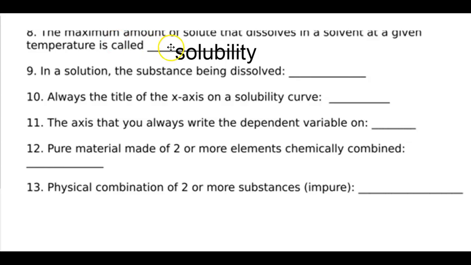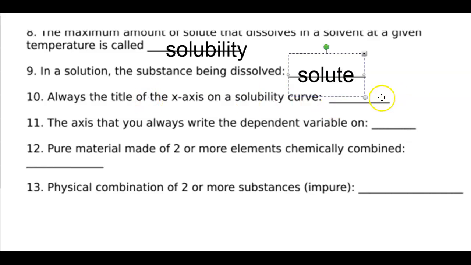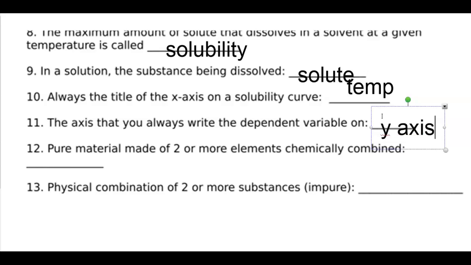Okay, the maximum amount of solute at a given temperature is the dissolubility rate or solubility of that material. In solutions, the substances that are being dissolved are solutes. There you go. Always the title of the x-axis. X-axis is at the bottom, which is temperature. For our dependent variable, we always put our dependent variable on the y-axis, which is the up and down axis. This represents the change that you'd expect to see depending on, in this case, temperature.